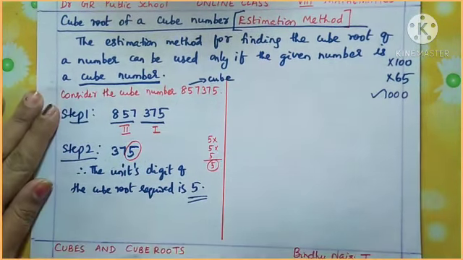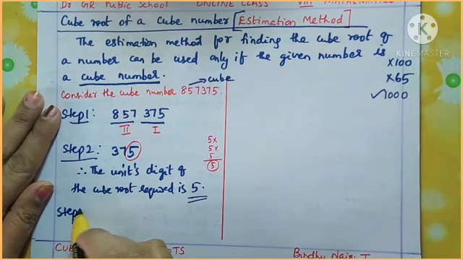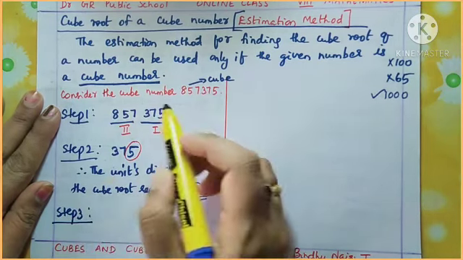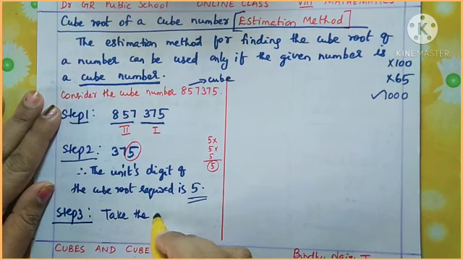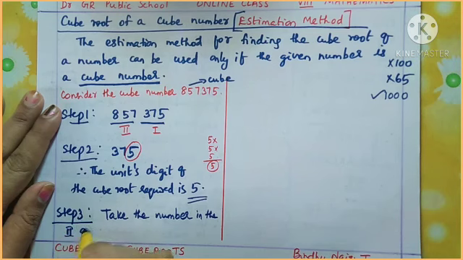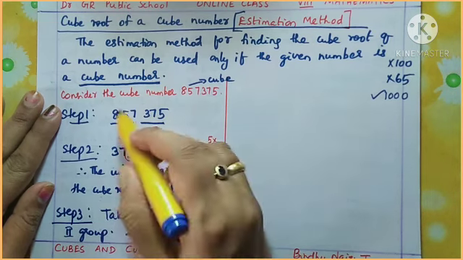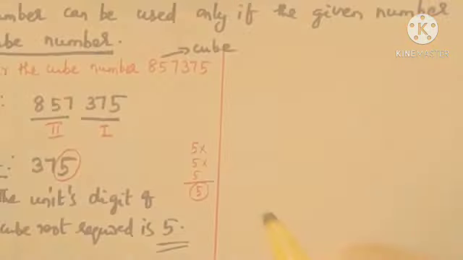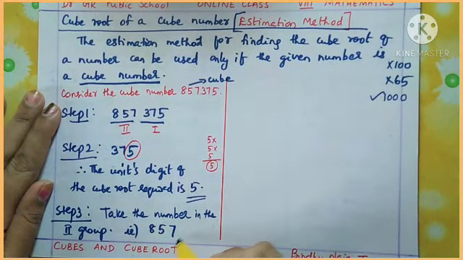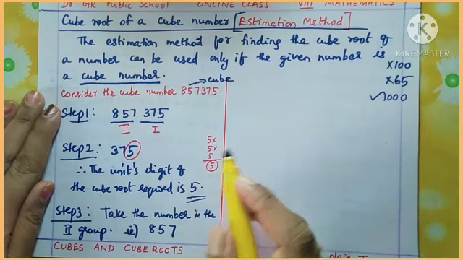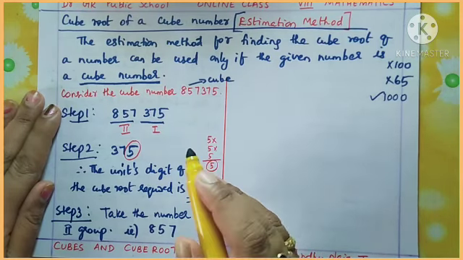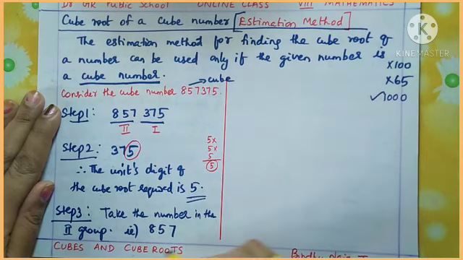Now come to the third step. What is the third step? In the third step, we are taking which number? The second group number. So take the number in the second group. What is that number? That is 857. So this is the number in the second group. Now you want to calculate this second group number 857, it is coming in between two, what are the two cubes in between this number we are getting.